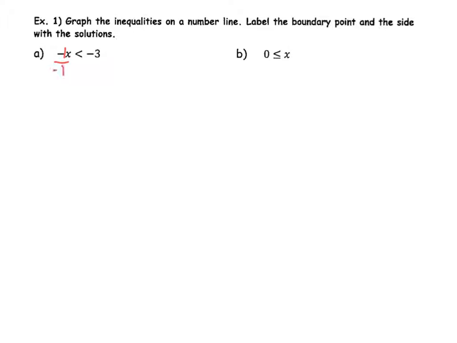So you're going to divide by negative 1, both sides like that. Ding, ding, divide by a negative number. Switch the inequality. Now my x is all by itself on the left, and negative 3 divided by negative 1 is positive 3. We're done. Graph them on a number line.